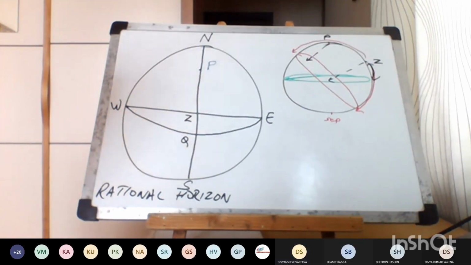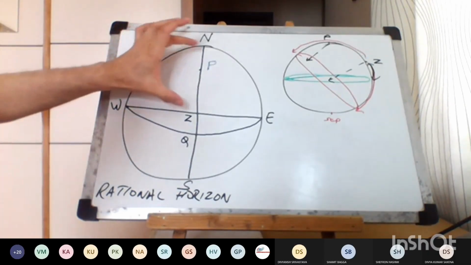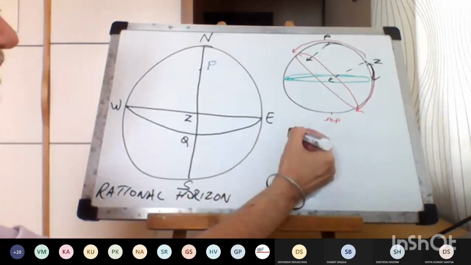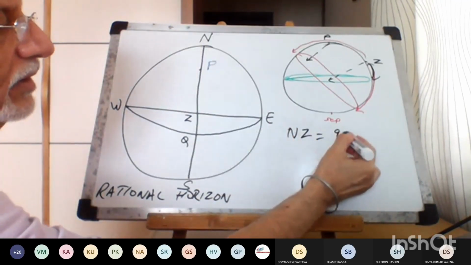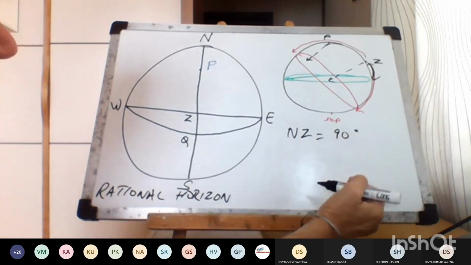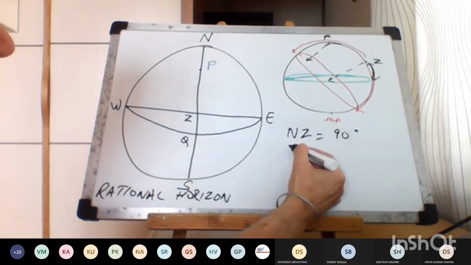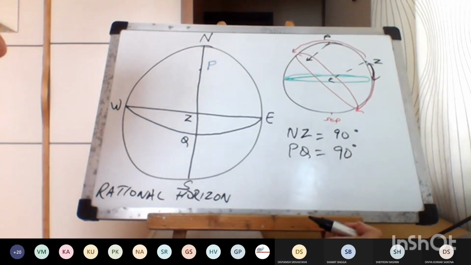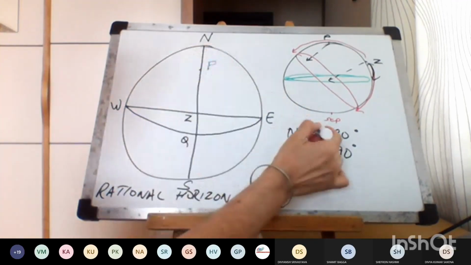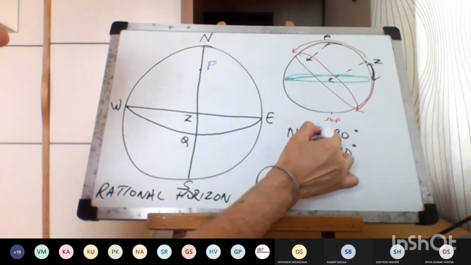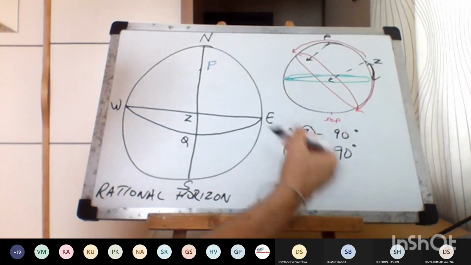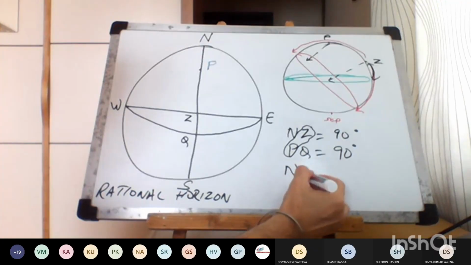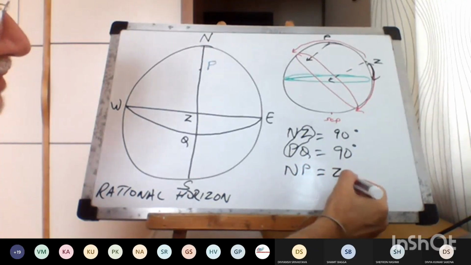Okay, now I will explain one small relationship to you. We said that NZ is equal to 90 degrees. This is correct. PQ is also 90 degrees, pole to the equator. So PZ is common over here, which means NP is equal to ZQ.